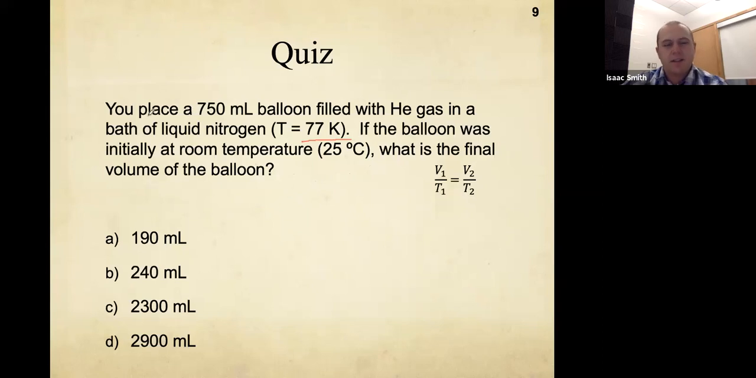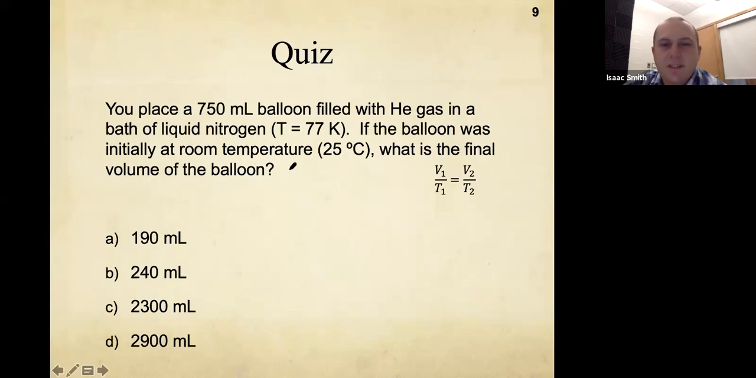As you go through this problem, just write things down as you move through. You place a 750 milliliter balloon. Our initial volume is 750 milliliters, filled with helium gas in a bath of liquid nitrogen. Oh, sorry, I messed that up. Let me go back here. All right, let's try this again.